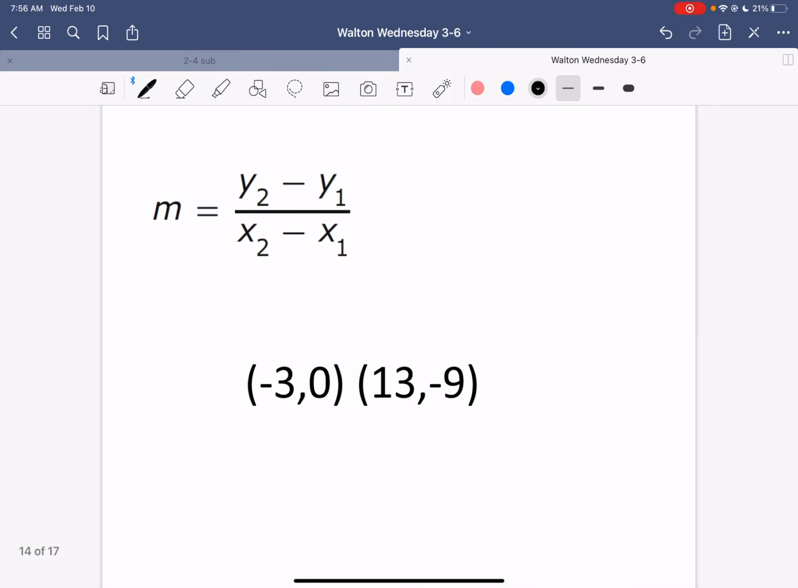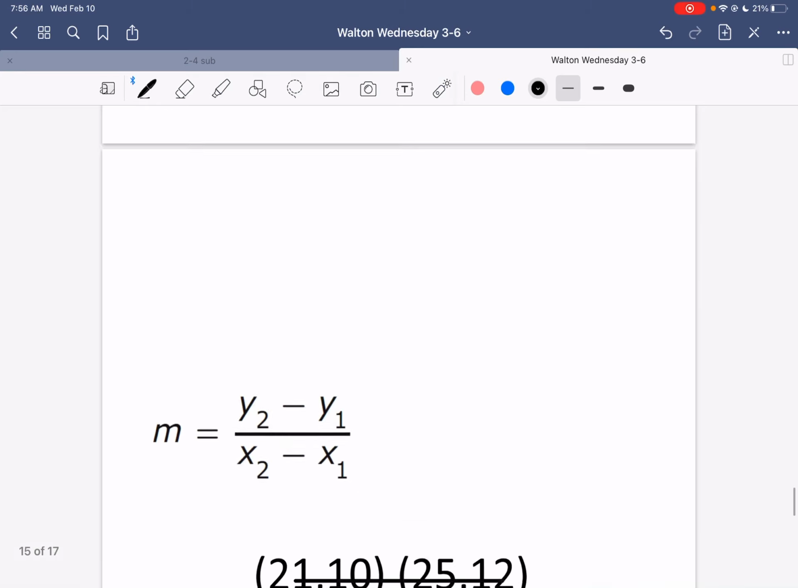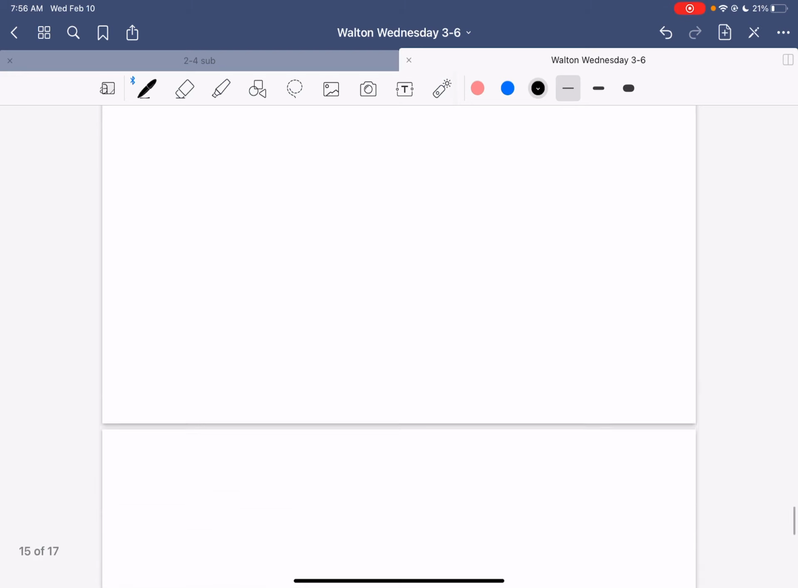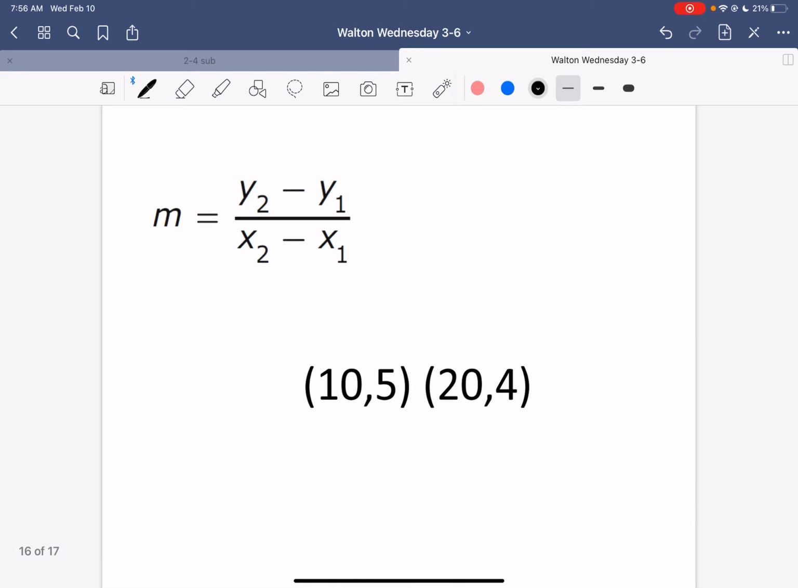Pause, work this one. Pause, work this one. Pause, work this one. These are all just practice examples.